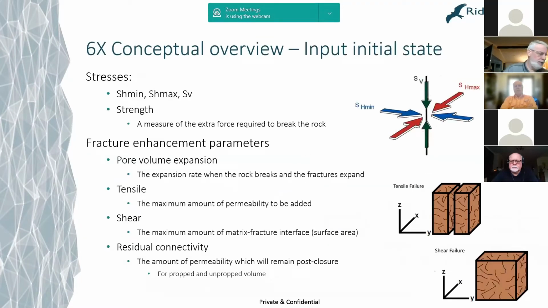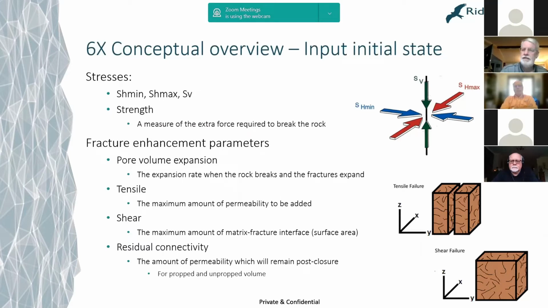So the first input that we need is a geomodel, and on that geomodel we need to know what the stresses are. As I said, that geomodel can be a simple layer cake like we'll see created today, or it can be a full-featured geomodel from Petrel. The stresses that we need are the minimum and maximum horizontal stresses and the vertical stress. Optionally, we can also put in a rock strength parameter.